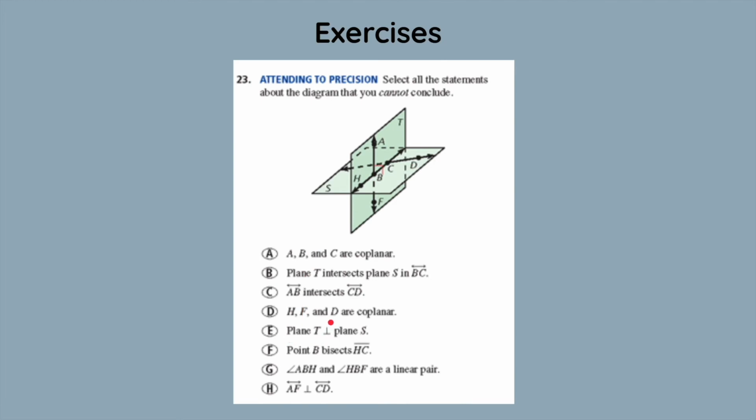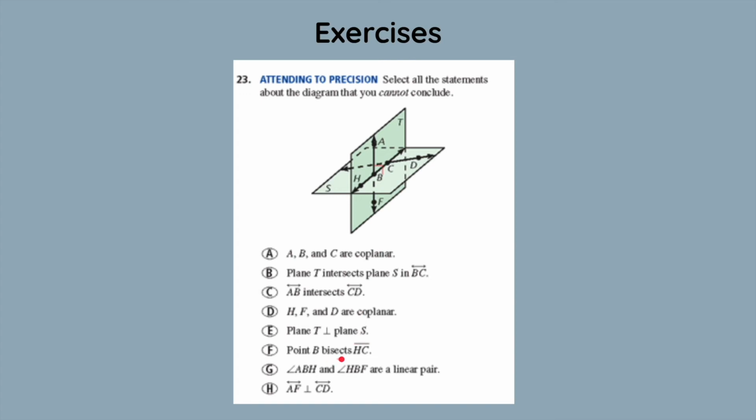Plane T is perpendicular to plane S. So this is plane T, this is plane S, and as we've already concluded, they do intersect at this line. But in order to conclude if they are perpendicular, we know that we can because there is a 90-degree mark that shows plane T is perpendicular to plane S.